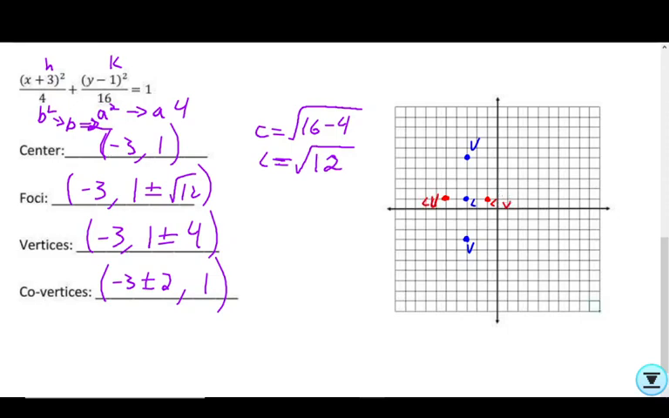And my focus points are going to be the square root of 12, which is not quite 4, somewhere between 3 and 4. So 1, 2, 3, put it right there. 1, 2, 3, right there. And here's my ellipse, like that. And you can see it's more vertical. It's vertically bigger than it is horizontally. That's why I call it vertically major. And that's how you find all of your information from the equation.